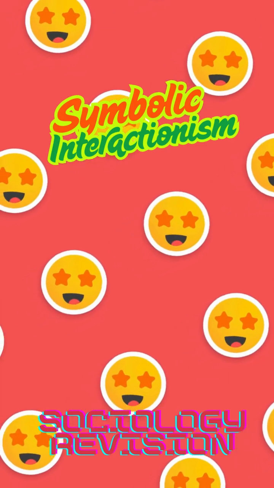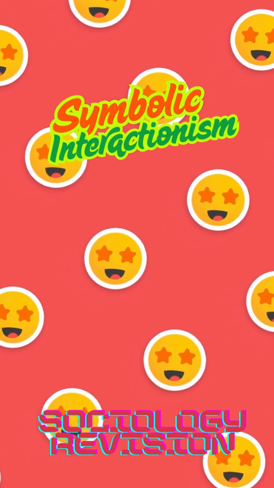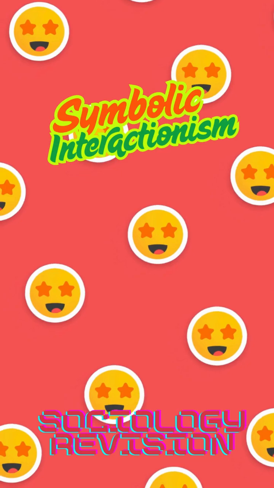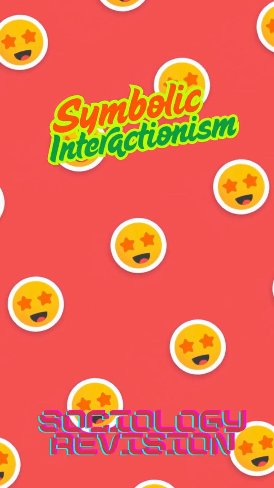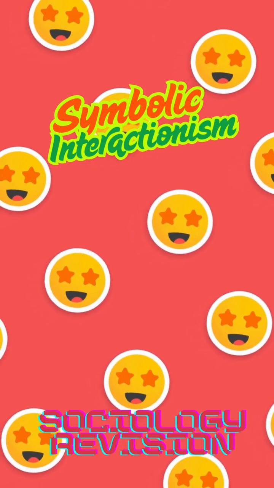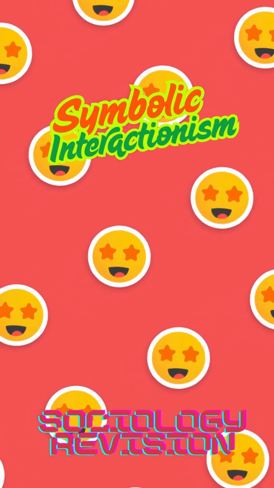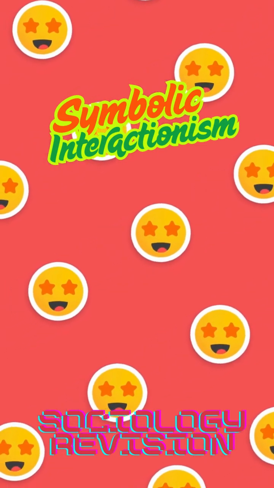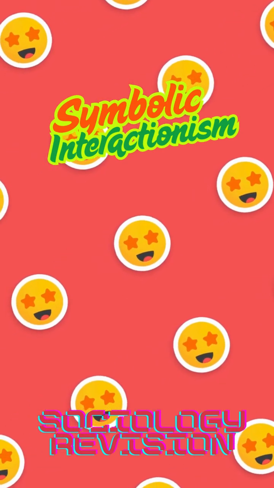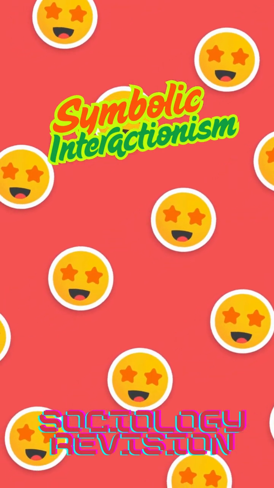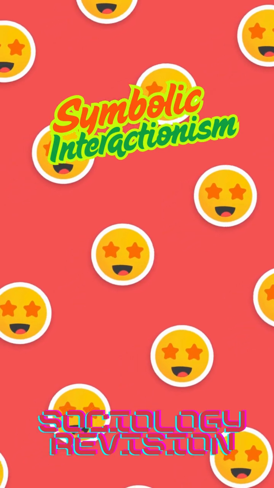Symbolic interactionism is a sociological theory that zooms in on how humans use shared language to create common symbols and meanings. It's super important in understanding small-scale social interactions and individual psychology within a social context. Think of it as a way to understand how we create our social world through everyday chats and interactions.